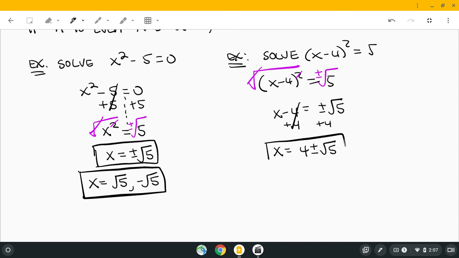So this is one way to write the answer. Again, if WebAssign wants you to write it as two separate answers separated by a comma, you can say 4 plus the square root of 5, and the other one would be 4 minus the square root of 5.